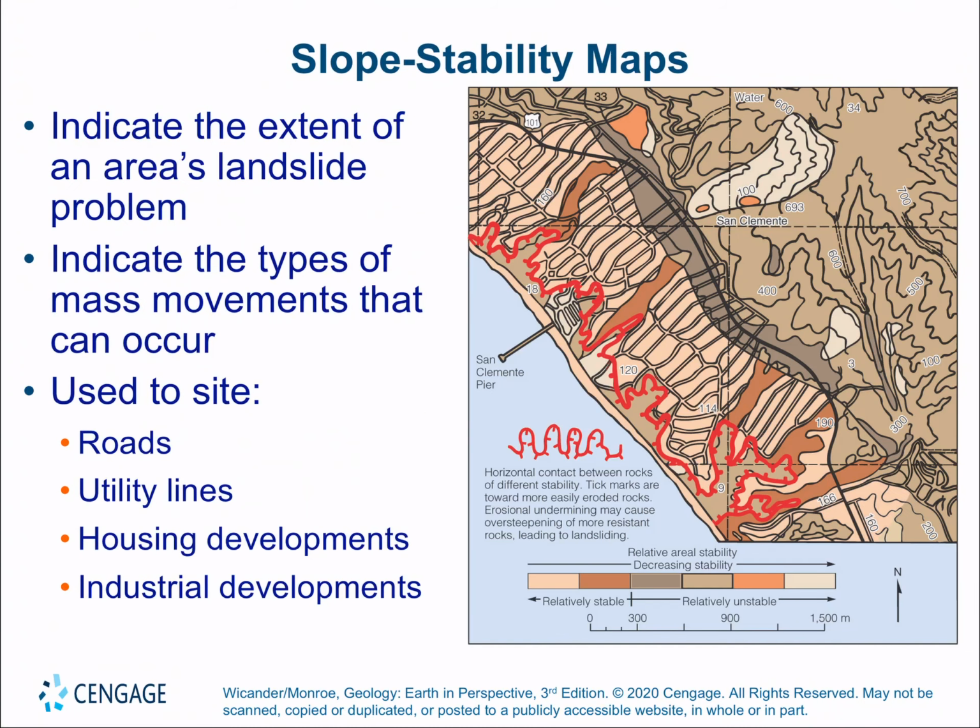One thing that we typically do is we make a slope stability map. So that's going to indicate the extent of the area's landslide problems. It also indicates what type of mass movement can occur. So we can use a map similar to that shown here to let us know what's the best place to put a road or utility lines and so forth, housing. So a geologist would conduct and map this slope stability map, and then municipalities would use it.